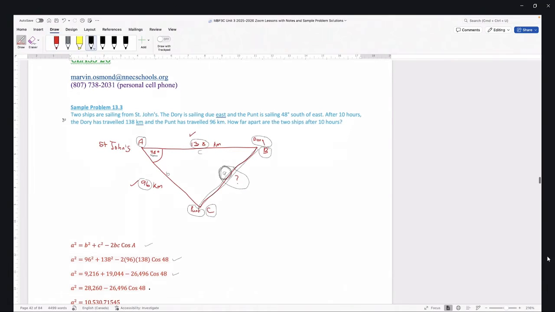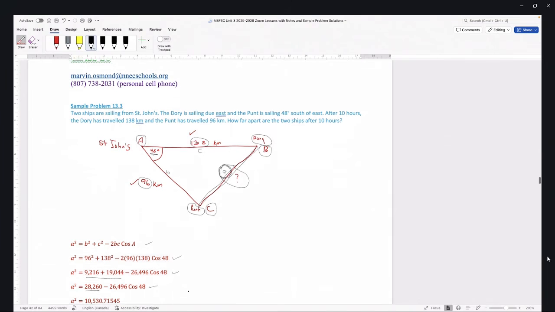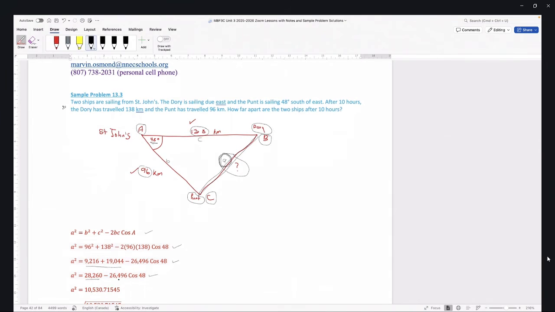Now I'm going to simplify even more, a couple more times. So I've simply added these two numbers, 9,216 plus 19,044. Those two numbers add up to 28,260 minus 26,496 times cosine of 48. So now I'm going to do all of this in one shot. So we do 28,260 minus 26,496 times cosine of 48.